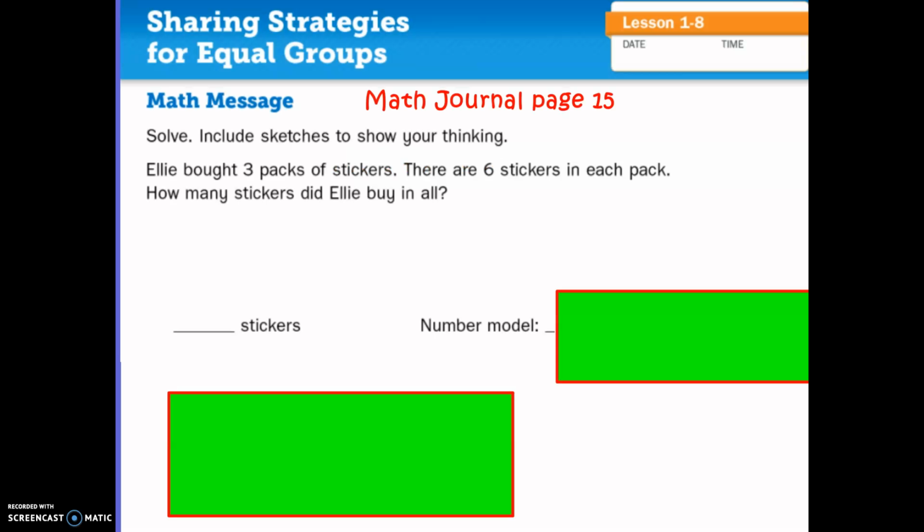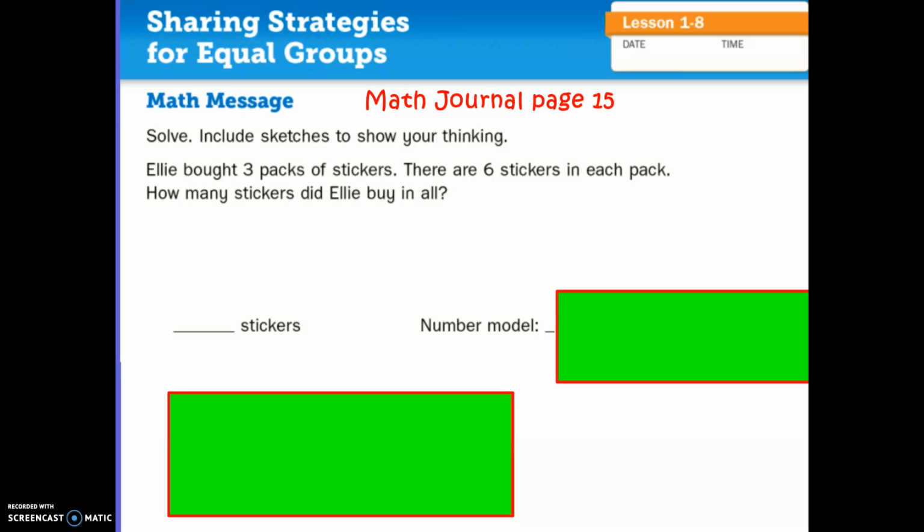So please get out your math journal and turn to page 15. I will stop the video while you go get your supply. Okay. Open up your math journal to page 15. It's going to have 3 problems on it. We're going to work with the top one that says math message. It's kind of a tongue twister to say. All right, so our directions say solve, include sketches to show your thinking.